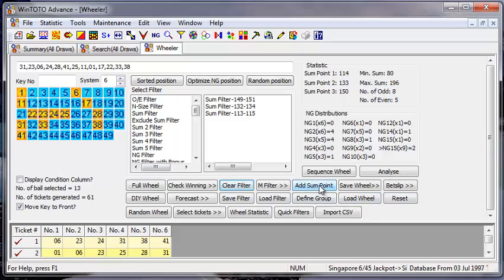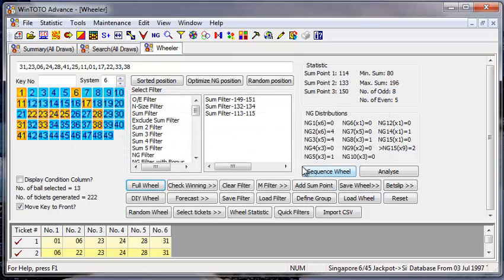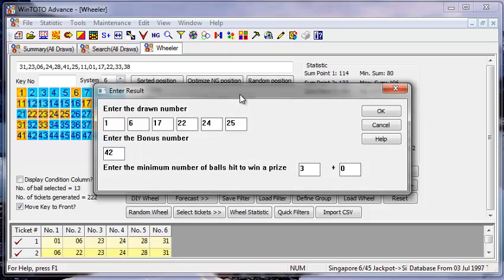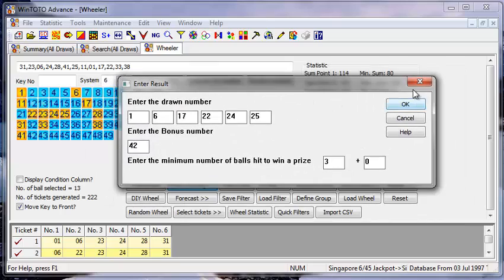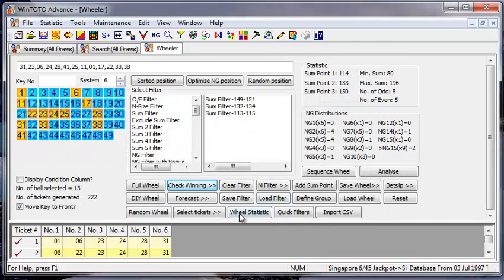Then of course there's another method that you can use. Let's clear filter. Okay, so we can actually go into at some point. Then you can go into this thing called the full wheel. It will cost you $222. Anyway, still cheaper than $1,000 over.